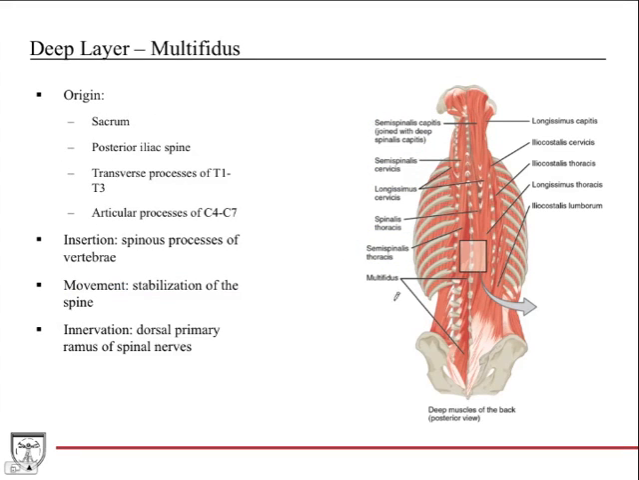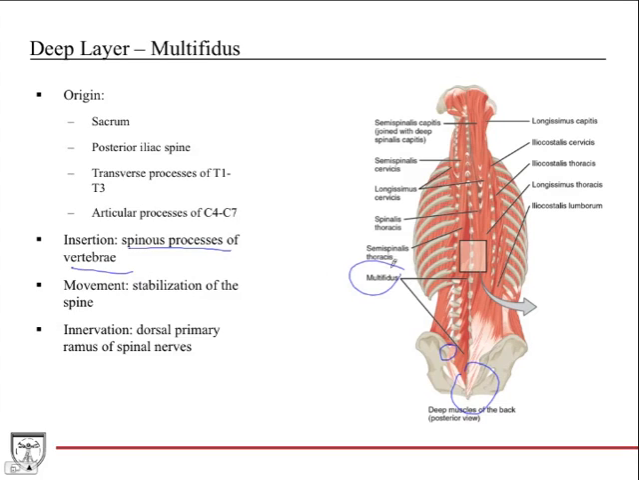Multifidus, this is a broad muscle. It extends from the sacrum, so down here, so sacrum would be down in here. The posterior iliac spine, so here. Transverse processes of T1 to T3, so all the way up here. And then articular processes of C4 to C7, so up here in the neck. So as you can see, it really runs pretty much the entire length of the spine. And then insertion is just spinous processes of the vertebrae.